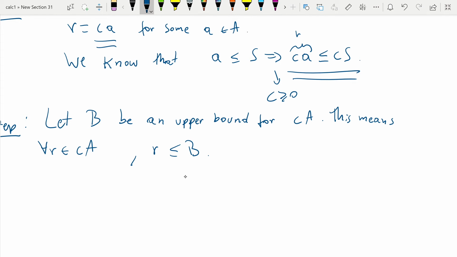But this is the same as saying that for all A in A, C times A is less than or equal to B. These statements are the same. Why? Because every R in CA is of the form C times A for some A in A. So you go over all the values of A in A, you can obtain all the R's in CA by simply multiplying those elements A in A by C. So we know that C times A is less than or equal to B.